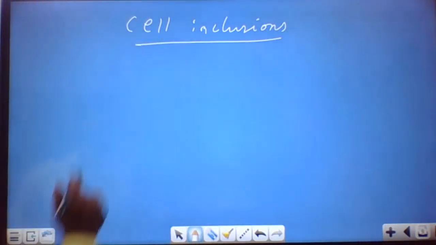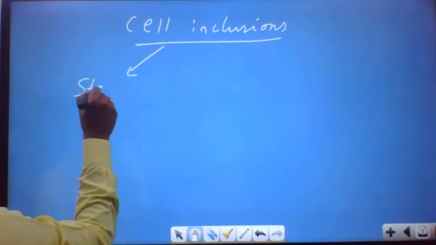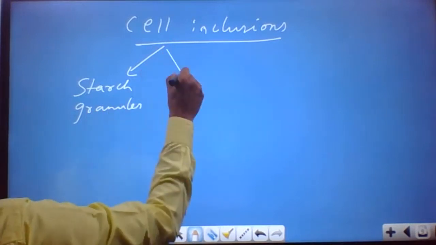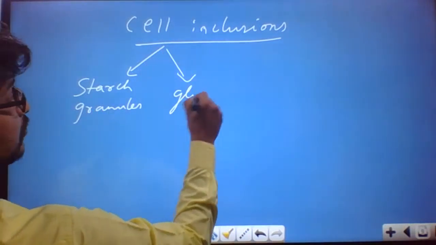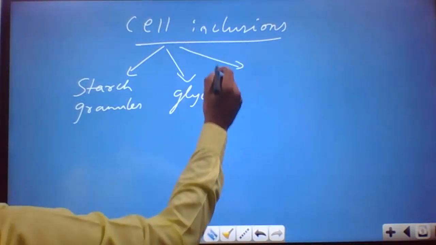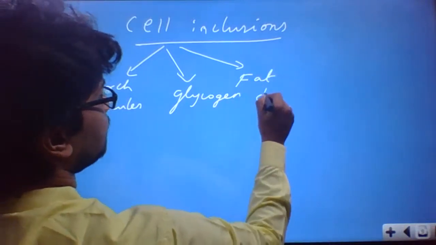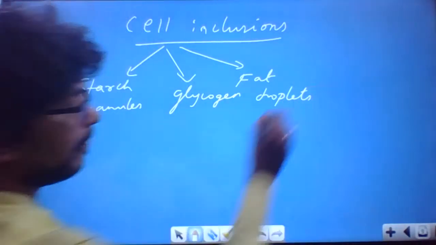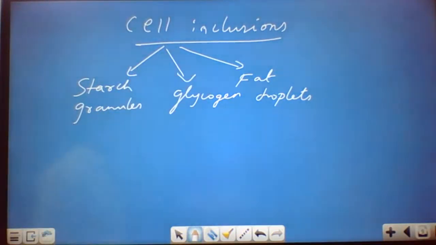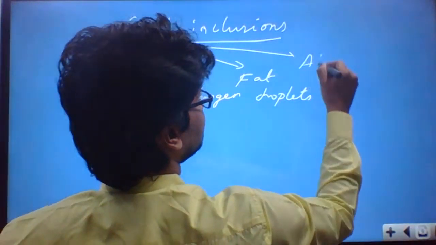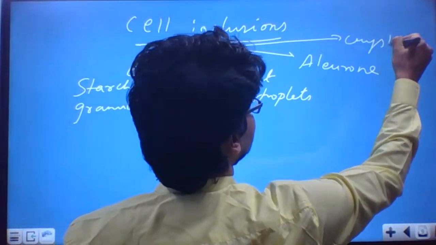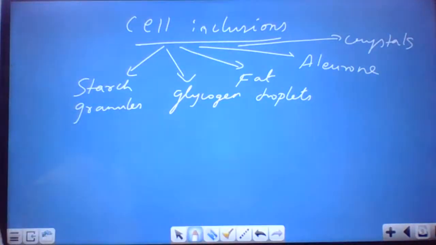As far as cell inclusions are concerned, some types of inclusions we call starch granules that you could see inside the cell. Most of the plant cells have starch granules. In animal cells, you could see mostly glycogen granule inclusions. Then sometimes you could see fat droplets, the inclusions may be in the form of fat. You can also see aleurone and crystals. Sometimes you could see this inclusion as aleurone, and sometimes as a crystal.